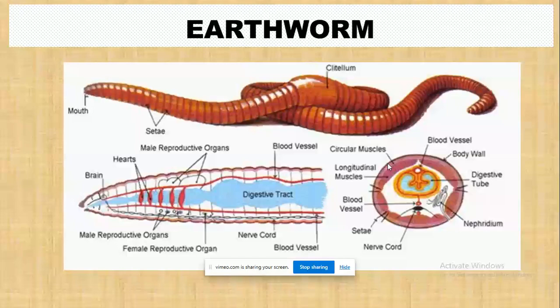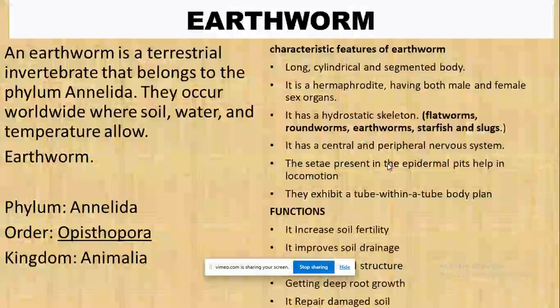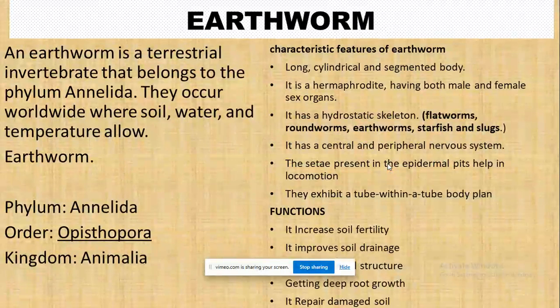Okay, let's quickly look at some of the diagrams and some of the explanation. This is the diagram of earthworm, as you can see, properly labeled. So students, take notes and make sure you focus well and learn how to label them. Now let's quickly explain what we call earthworm. An earthworm is a terrestrial invertebrate that belongs to phylum Annelida. They can be found worldwide, anywhere where we have soil, water, especially where temperature is very low. So that is what we call earthworm.